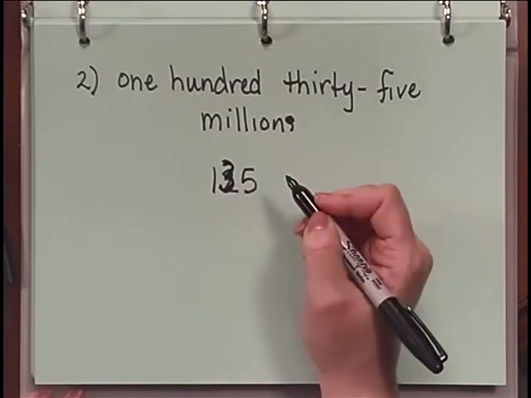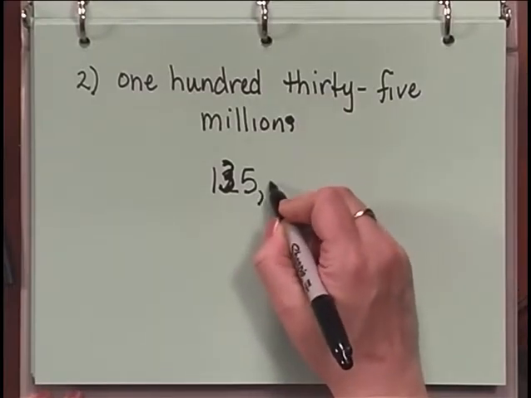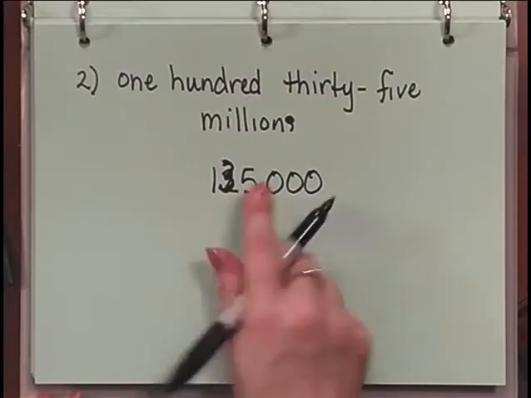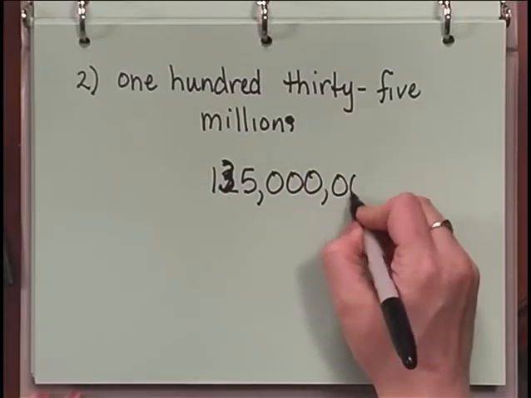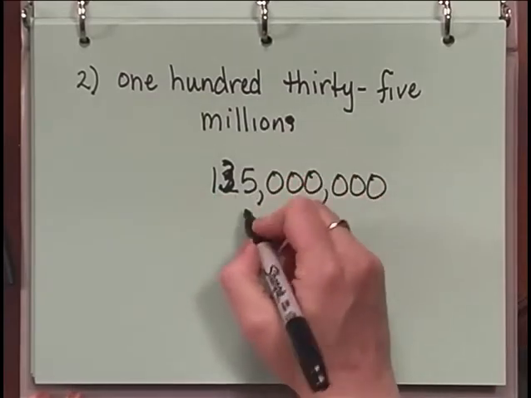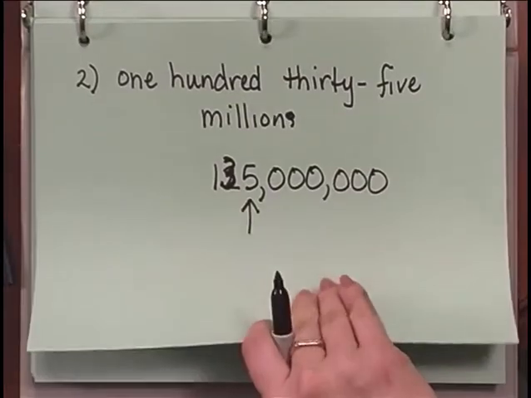In order to make this 135 million, what I would need to do is add some zeros. If I add 3 zeros, I have 135,000. In order to get million, I need to add 6 zeros. So this is 135 million because it places that 5 into the millions place. Okay? So let's look at example 3.